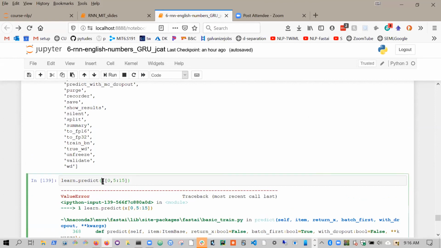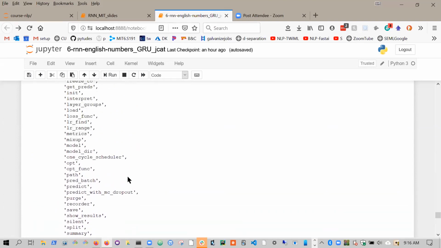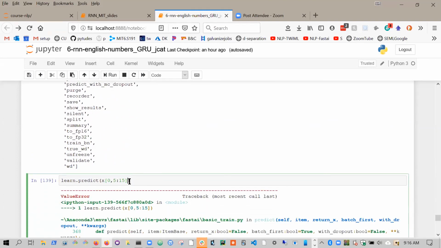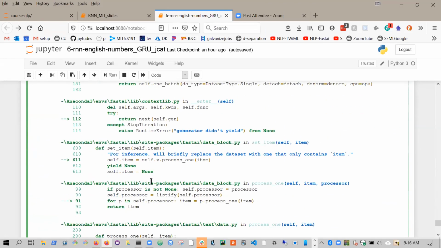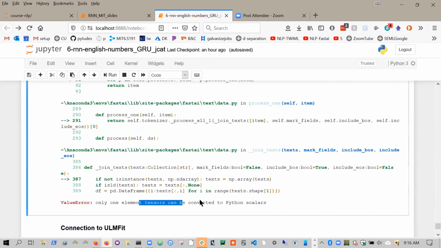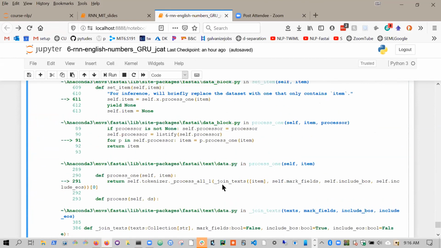I'm thinking that I should be able to give it some text and have it predict the next line. So I want to give it something like 1,181, and then I want it to predict the next letters, the next numbers. I want to see that it does that. So there's a way we should be able to check that. We should be able to give it some input and have it predict the next. Why does it not like this? It says only one element tensors can be converted to Python scalars. Hmm.